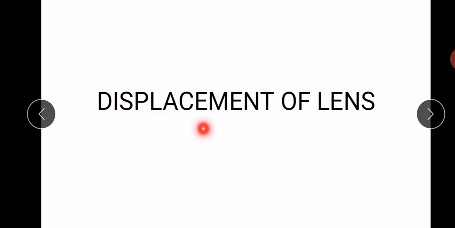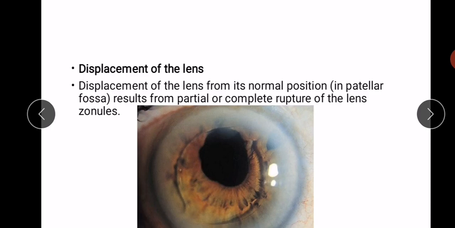In this video we will discuss displacement of lens. So let's begin. What is displacement of lens? It is the dislocation of the lens from its normal position. What is normal position? In the patellar fossa. It results from partial or complete rupture of the lens zonules. When suspensory ligaments are ruptured either partially or completely, then dislocation of the lens occurs. Here you can see dislocation of the lens.